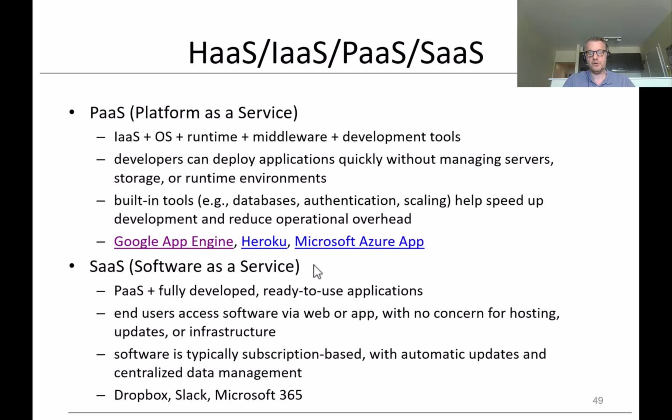So this goes further. So we started with hardware as a service, infrastructure as a service, platform as a service, and then software as a service. It gradually offers more and more facilities towards the end product of software services right here.